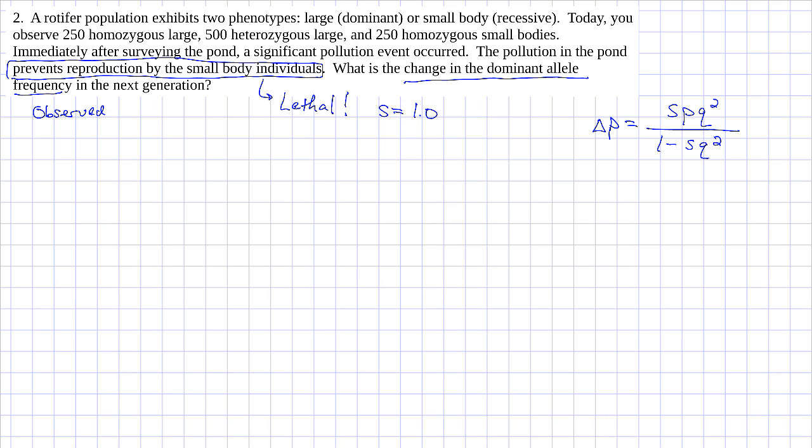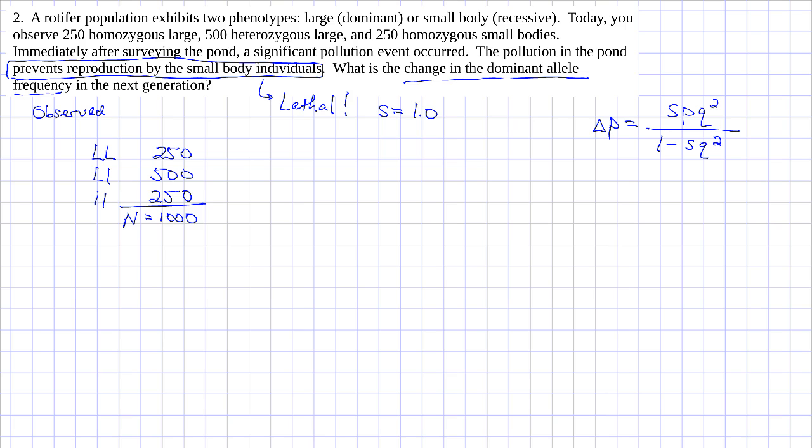We now have to calculate P and Q. P and Q is calculated just like we've done in the past. So our observations of our genotypes are as follows. I will use big L and little l to represent the alleles. So in this population, we have 250 homozygous large individuals. We have 500 heterozygotes, and we have 250 homozygous recessive individuals. This gives us a total population size of 1,000.